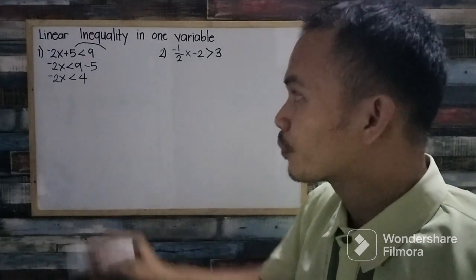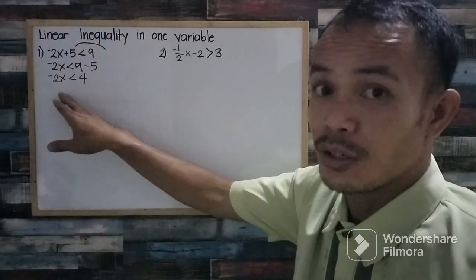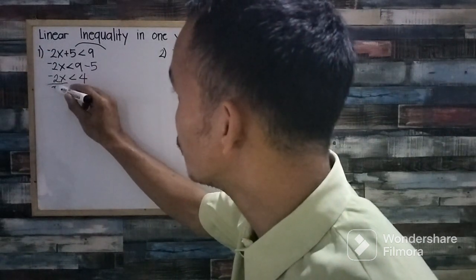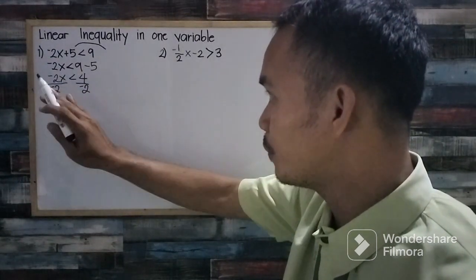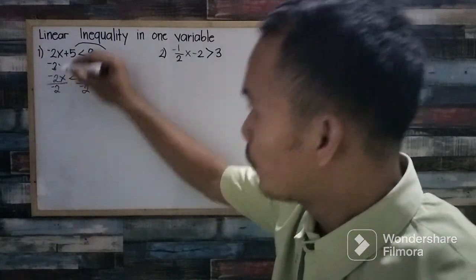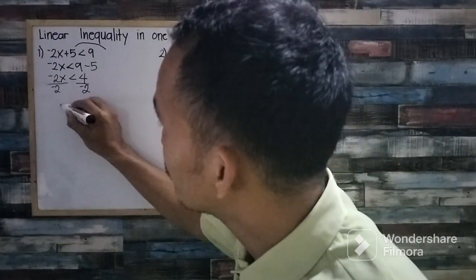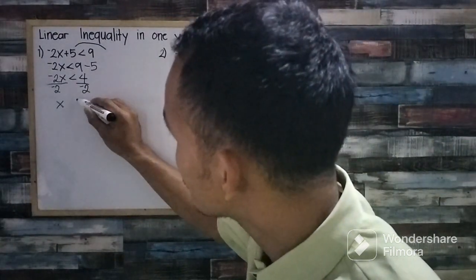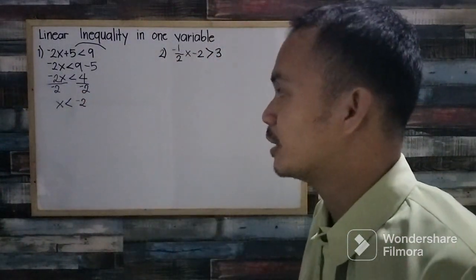Right? And we have here negative 2x less than 4. Our goal here is to find the value of x, right? So we have to divide it by negative 2, divided by negative 2 both sides, para mawala yung negative 2 na coefficient sa first term natin. Okay? So if we divide negative 2 divided by negative 2, that is 1. So, yung matitira na lang dito is x. And 4 divided by negative 2, that is negative 2. So, x is less than negative 2.